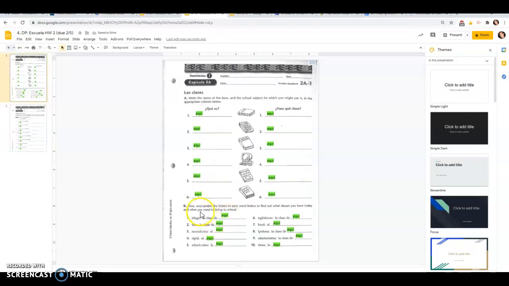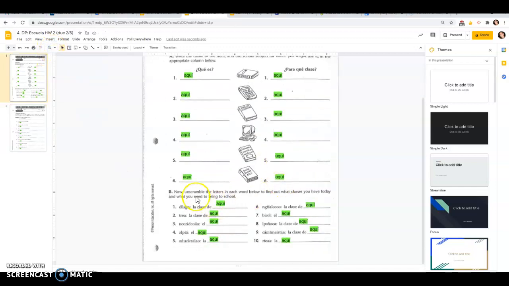Now it says part B. Now remember, if you can't ever see, always zoom, and that'll help you out quite a bit. It says now unscramble the letters in each word below to find out what classes you have today and what you need to bring to school.